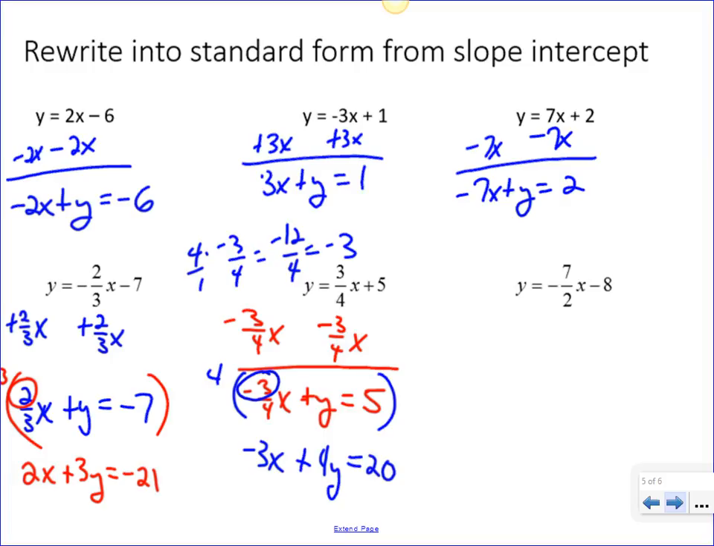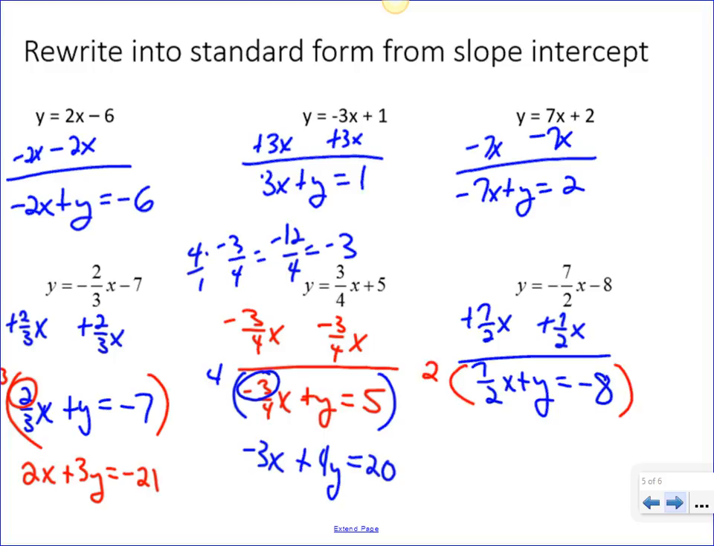Okay, so if you think through this next one, first of all, you should be thinking, how can I move the negative 7/2 x to the other side? And that would be by adding 7 over 2x. So I'm going to add 7 over 2x. What I'd be left with is 7 over 2x plus y equals negative 8. Then the next thing you should be thinking is, how do I get rid of the fraction? And for that, you should be thinking of multiplying by the denominator, which is 2.